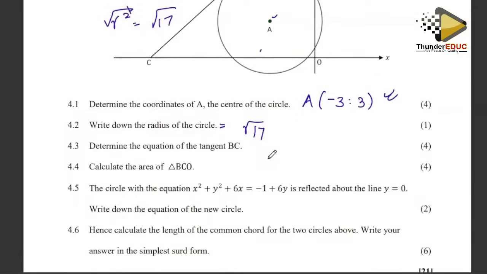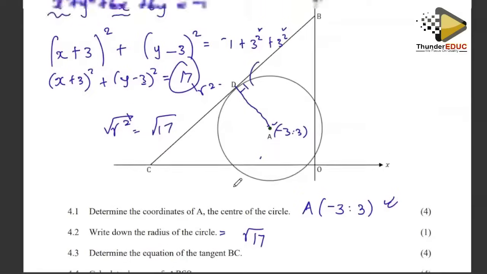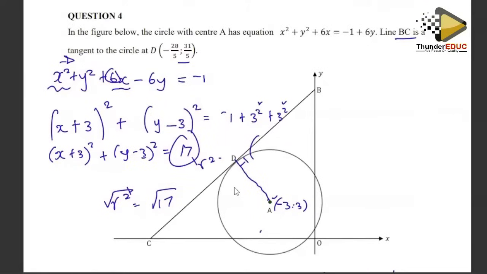All right, then determine the equation of the tangent. Okay, so if this is -3 and 3, we need to draw that sort of a line. We know that the tangent and the radius will be perpendicular, okay? We know the coordinates of D to be negative 28 over 5 and then 31 over 5, okay? So let's get the gradient and then multiply it by -1, and then we get our answer.